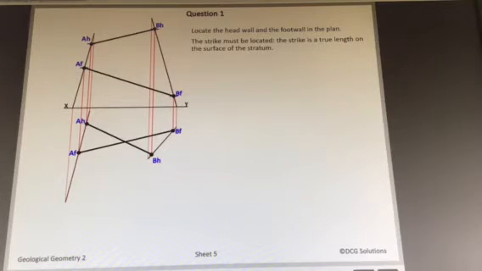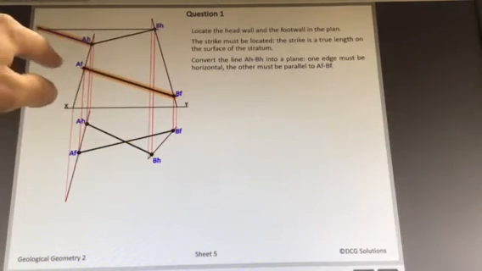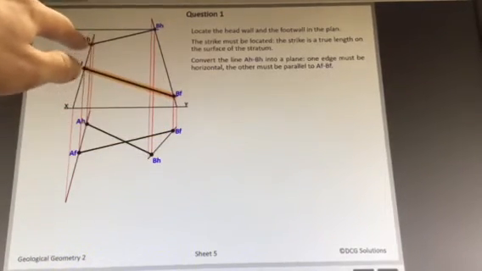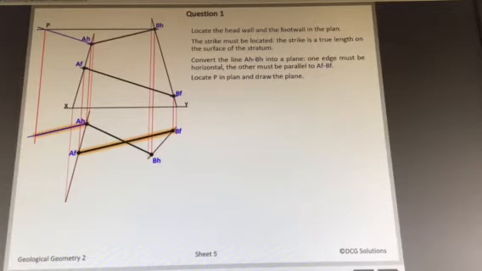So the strike must be located. The strike is a through length on the surface of the stratum. Similar to what we've done before, convert the line AHBH into a plane. One edge must be horizontal, the other must be parallel to AFBF. So a horizontal line from BH there, and then you draw another line parallel to AFBF from that point. That gives you point P. Locate P in plan and draw the plane, so two lines like that in plan.